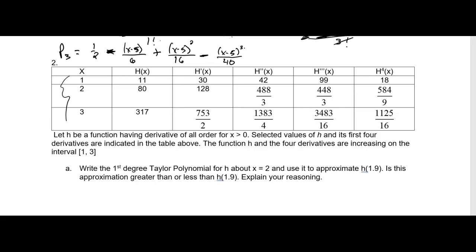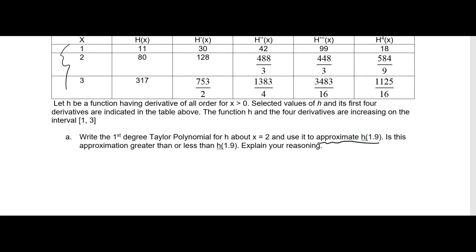So letter A, write the first degree Taylor polynomial for h about x equals 2. That should be pretty quick. You're going to use that to approximate h of 1.9. And then you're going to identify, is this approximation greater than or less than h of 1.9?